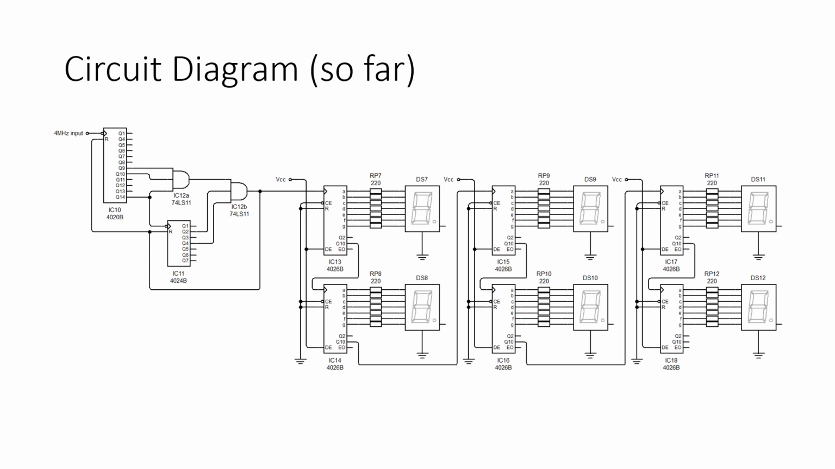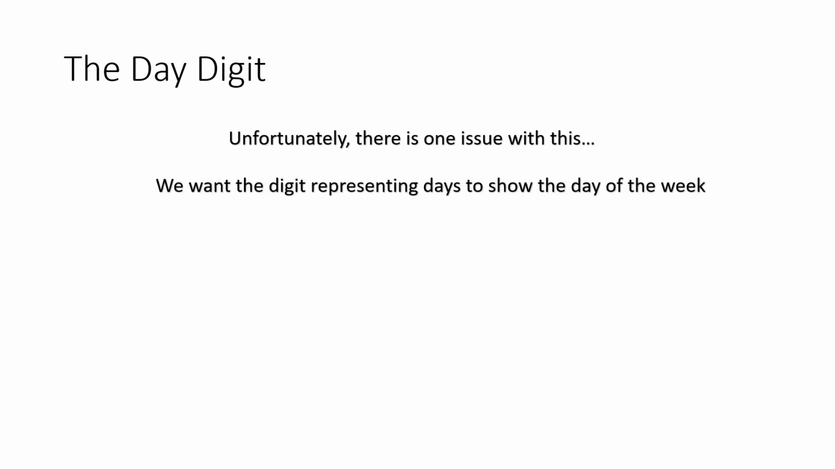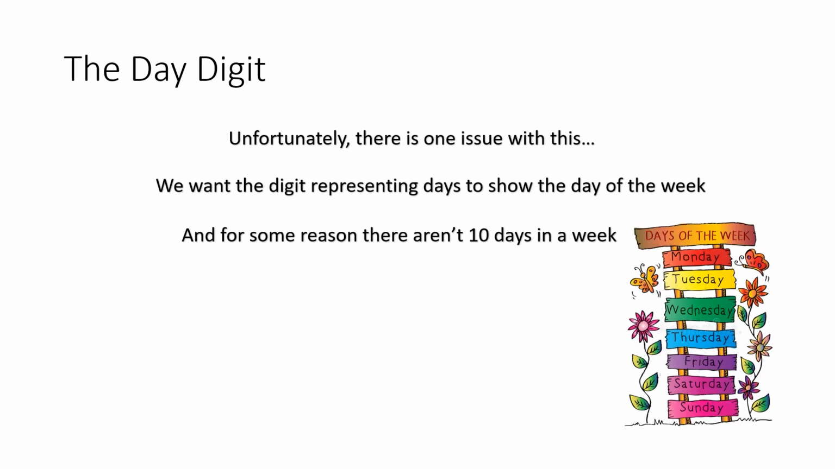Unfortunately, this isn't quite it. There is a problem. As I just mentioned, we want the most significant digit to represent the days, and for some reason there's not 10 days in a week. So it would make sense to reset this most significant digit once it reaches 7, so that it counts the days of the week from 0 to 6.